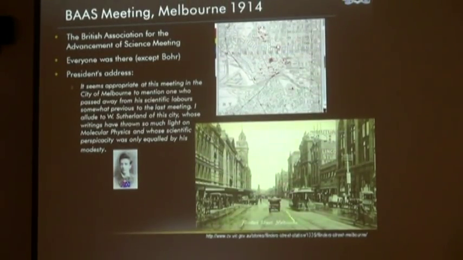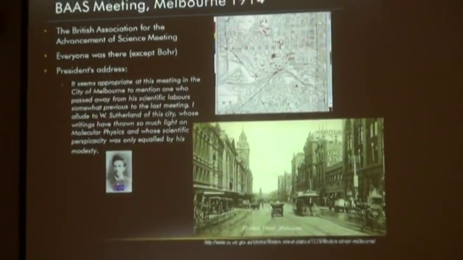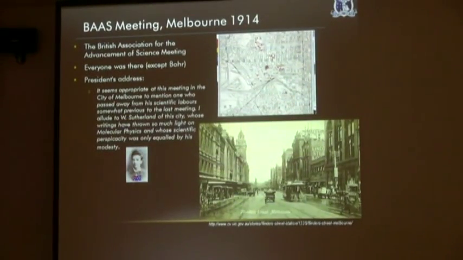Before my time. This is what Flinders Street looked like in 1914. This is a map of Melbourne that was given to the delegates with places of interest marked in red. Everybody who was anybody in the British physics community was there, except Bohr, who had gone back to Copenhagen at this point. But the President opened the meeting with this address.